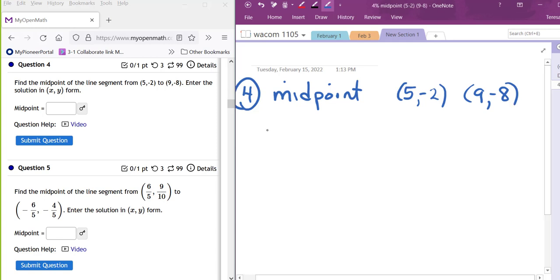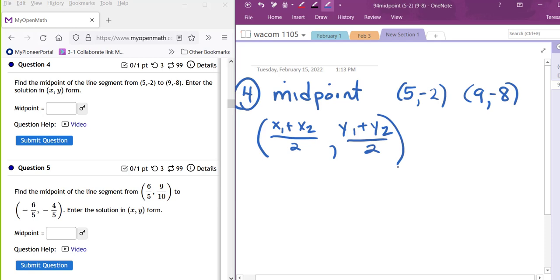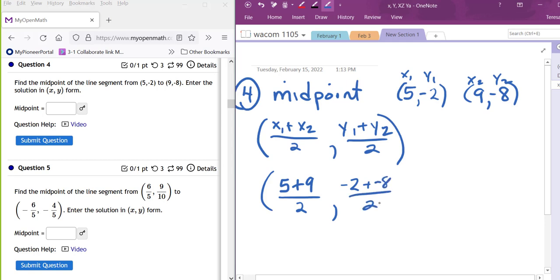So our formula is the average of the x's, and it gives us back an ordered pair. So x1 plus x2 divided by 2, that's your x coordinate, and the y's is y1 plus y2 divided by 2 is the y coordinate. So we'll call this x1, y1, x2, y2, and we'll just plug in. So for x, we have 5 plus 9, and we're going to divide by 2. For y's, we have -2 plus a -8, divide by 2.